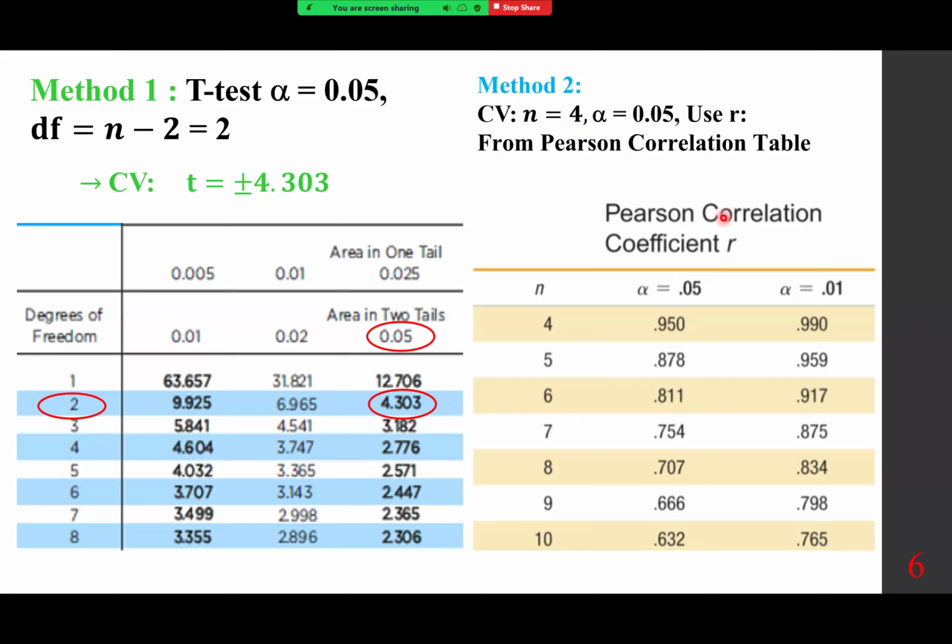The second method, okay, critical value, n equals 4. So we have a Pearson correlation coefficient table, just as we have a t-table. For the left column, look for n is 4. This is fairly limited, it is for alpha 0.05 and alpha 0.01 mainly. So look for alpha 0.05, so this column and this column. When you put them together, it gives you this number. It's a two-tail test, make it plus minus. So that's the way we got the r of plus minus 0.950.